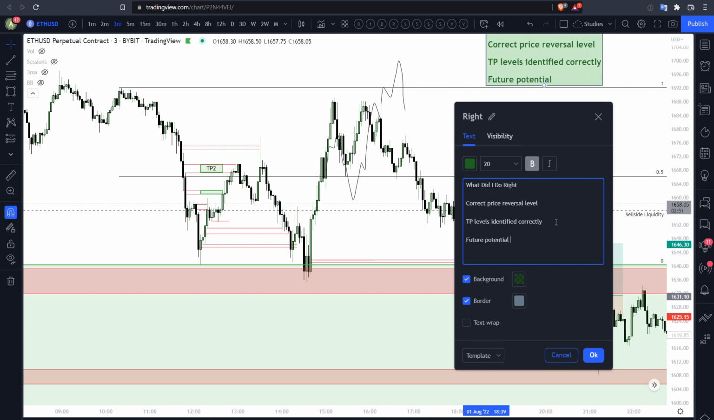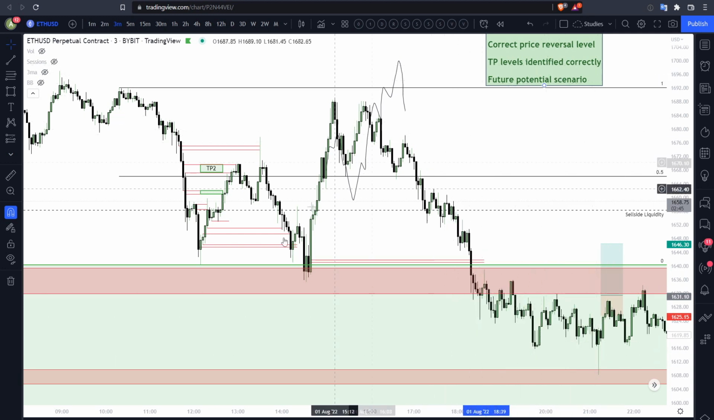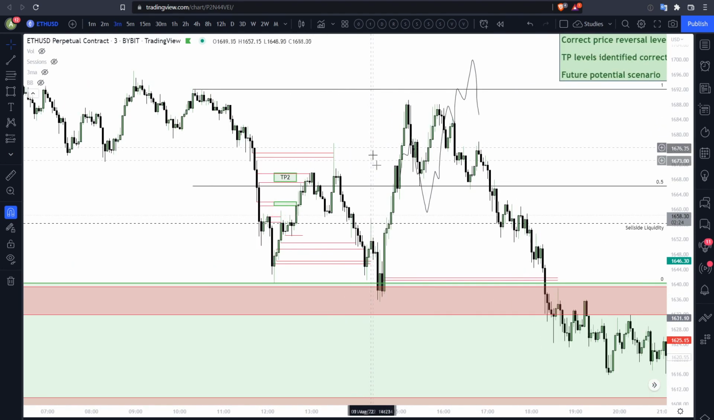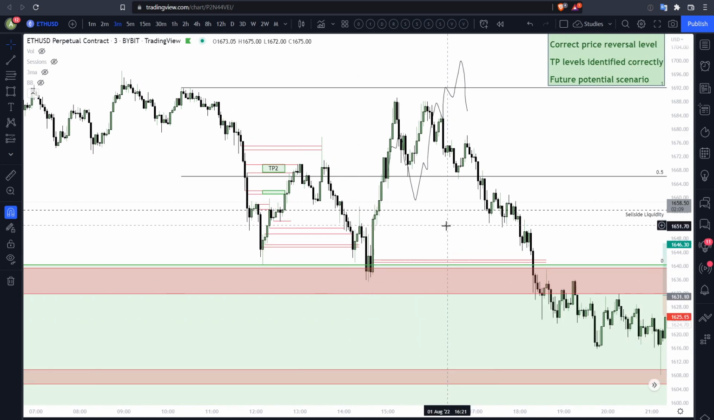Future potential scenario. Okay, now this particular scenario is not a model ICT trade setup, but since I'm still in the middle of the studies, I guess I will get to the point where ICT also talks about that, because he does talk about relative equal lows or relative equal highs that often are being taken out by the market. So there is a similar concept that he talks about.